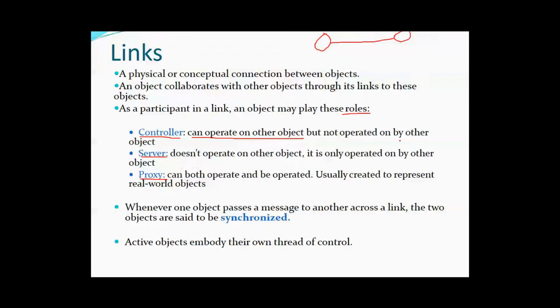Now, when an object sends a message to another using the link, we say what? These objects are synchronized. We say they are synchronized. This is very important. You need to know that. Whenever an object passes a message to another object across the line, they are said to be synchronized.